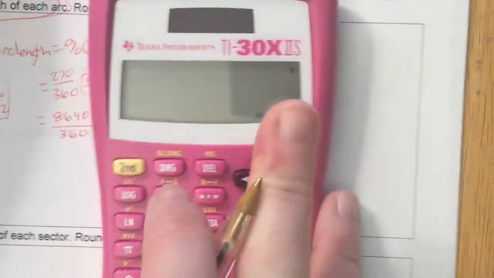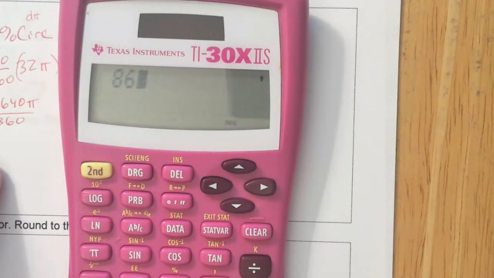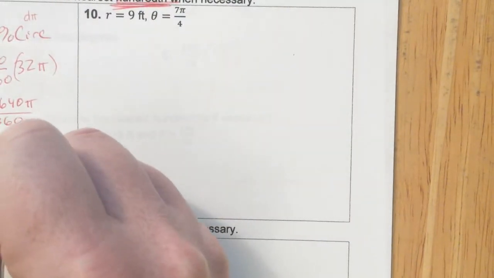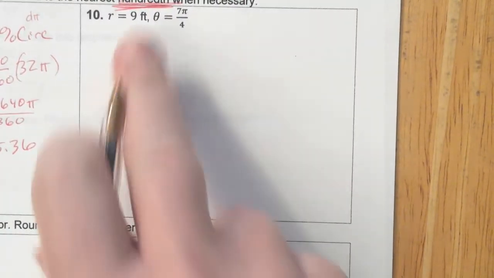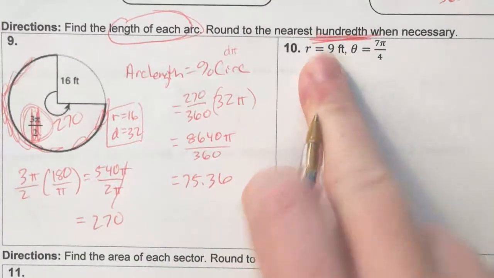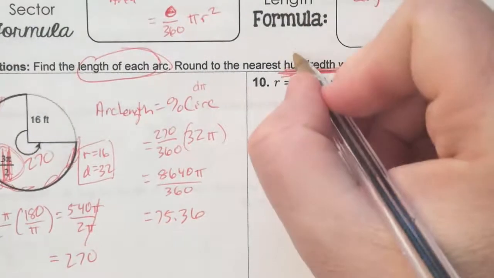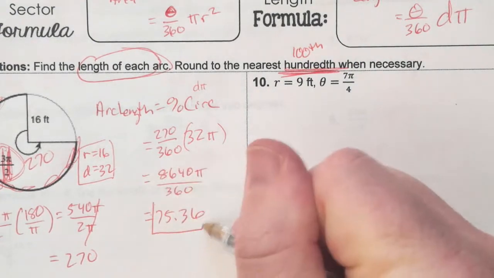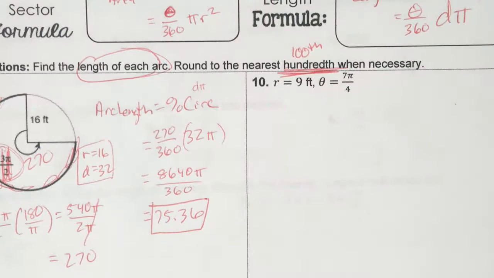So we have 8640 times 3.14 divided by 360. We pop out with 75.36. And they said round to the nearest hundredth. And 100 has 2 zeros, so we go 2 decimal places. We're already at 2 decimal places, 1, 2. So we are done. All right, excellent.